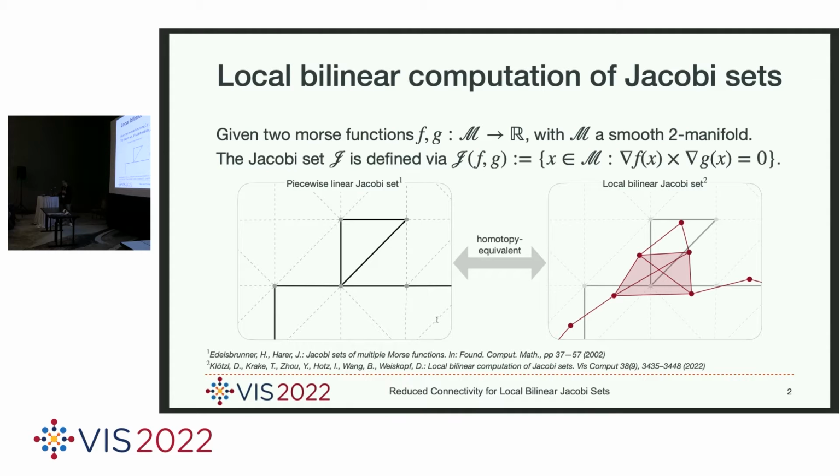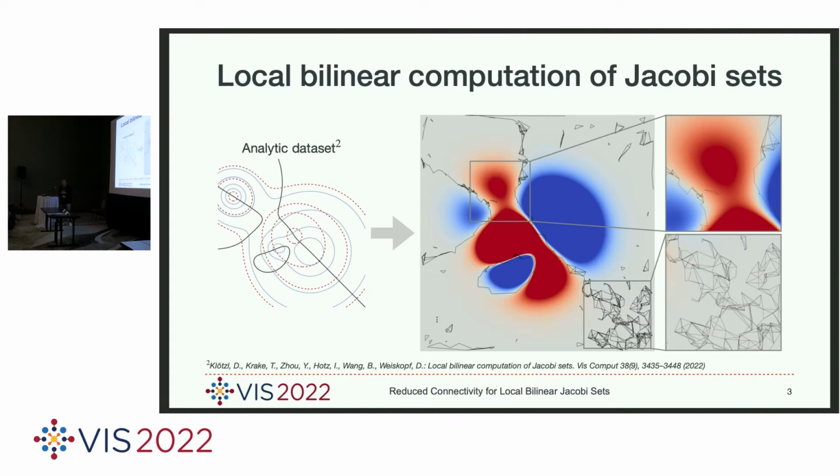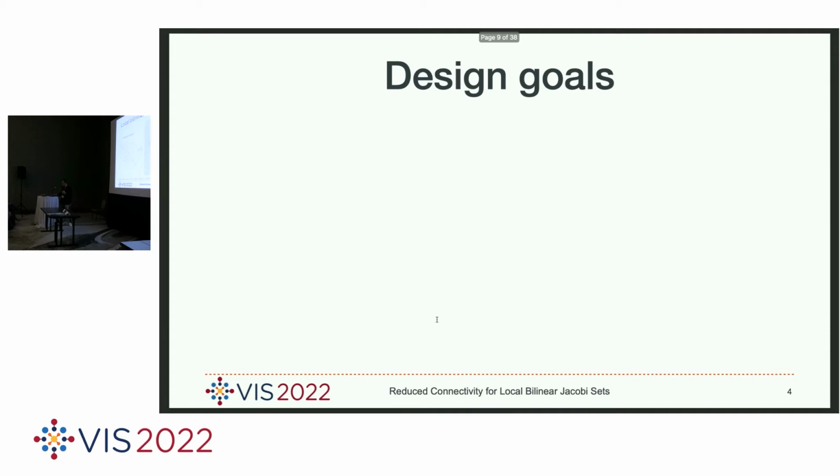How does this look in a real data set, an analytic data set? We have the following data set given by the function values of f and g as contour lines in blue and red, and the analytic Jacobi set in black. In the local bilinear method, you can clearly see, especially in the zoomed-in areas, that there are lots of overlapping line segments. So our main research question was how to improve the connectivity of the local bilinear method.